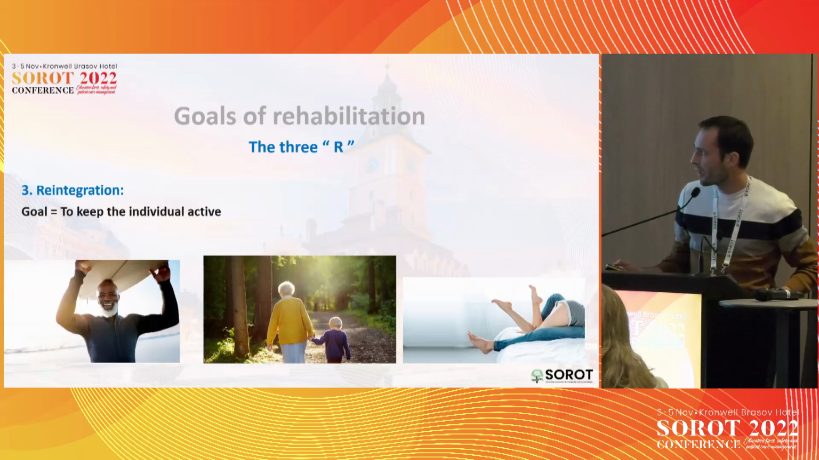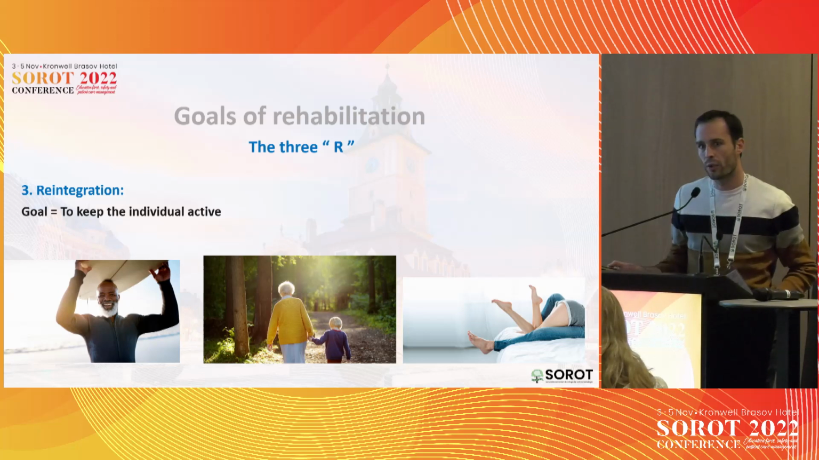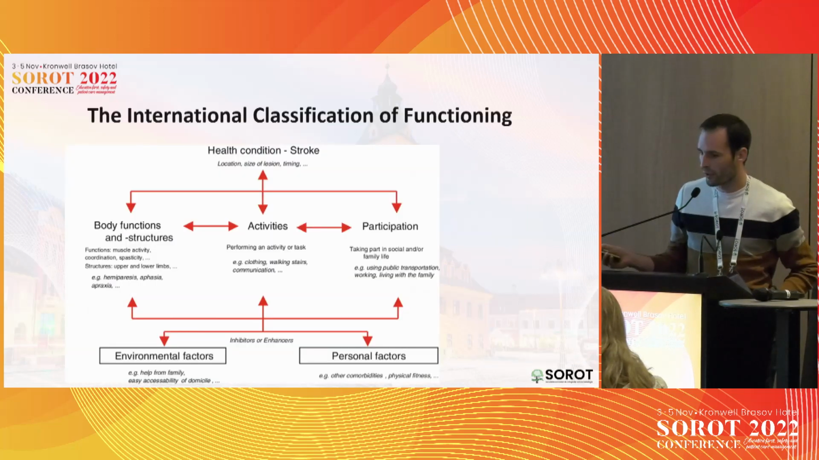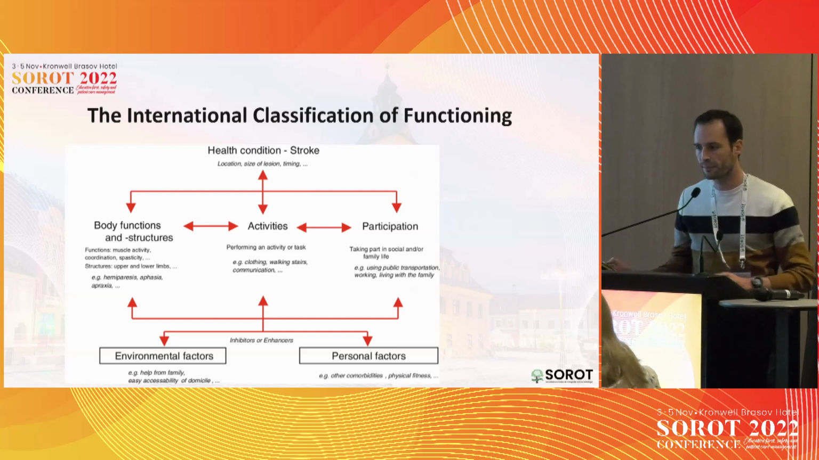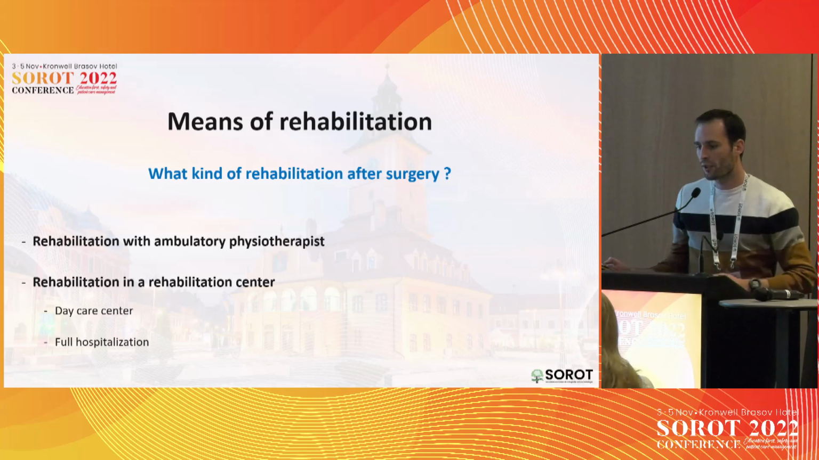The third R is reintegration. People after the surgery need to keep active. So they need to have their physical activity, their social and family activity, and sexual activity. We need to restore all these things because people after the surgery need a new life. So now you've heard about the international classification, and how it works in France. What kind of rehabilitation is there after surgery?